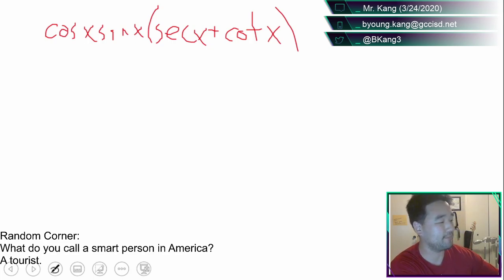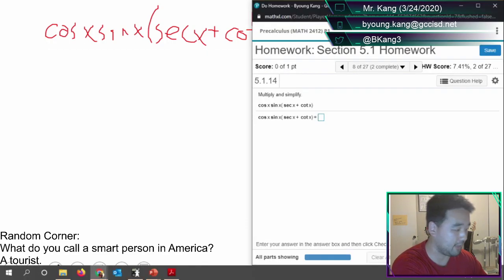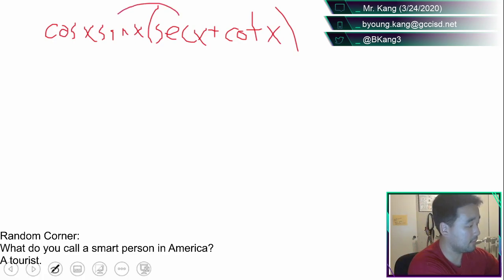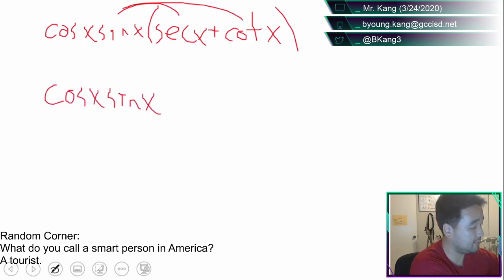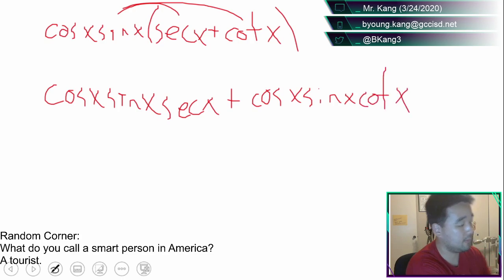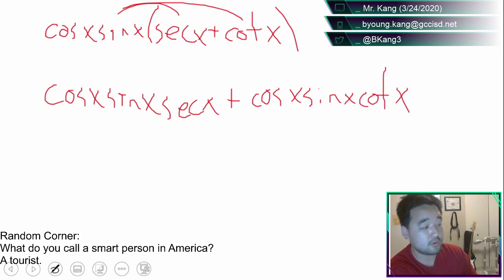All right, so it actually says in the instructions to multiply and simplify. So they kind of give you a hint to start the problem. You take the thing that's outside the parentheses, we're going to distribute it. So we're going to distribute this here. We end up with cosine, sine, secant, plus cosine, sine, cotangent. There's two terms here, three things multiplied plus three things multiplied. When we rewrite secant and cotangent in terms of sine and cosine, a lot of things should cancel if we do it correctly.